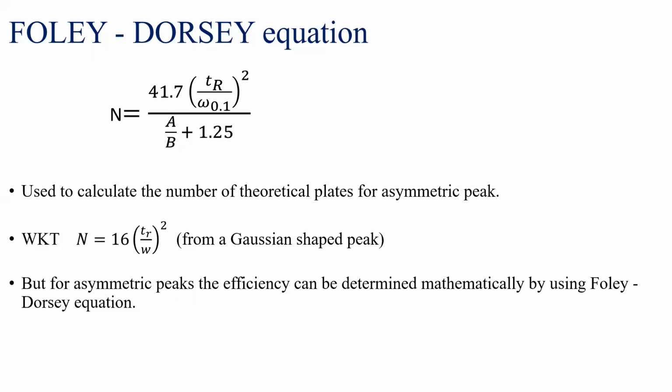So the next is the Foley-Dorsey equation. Foley and Dorsey are the two scientists. They gave an equation: n is equal to 41.7 into (retention time divided by width) whole square, divided by A by B plus 1.25. This equation is used to calculate the number of theoretical plates for an asymmetric peak.